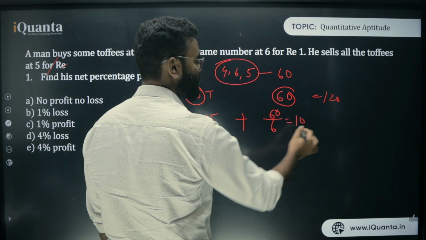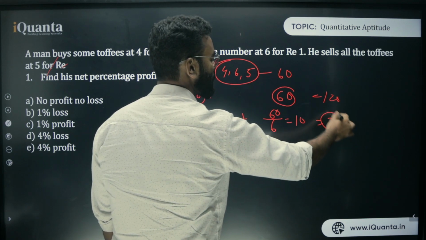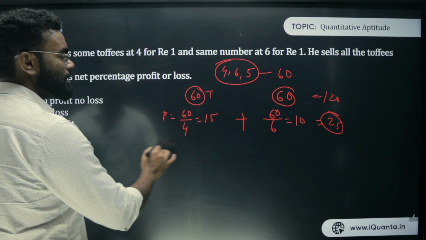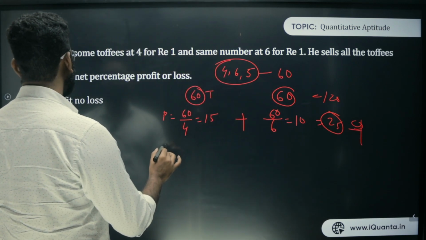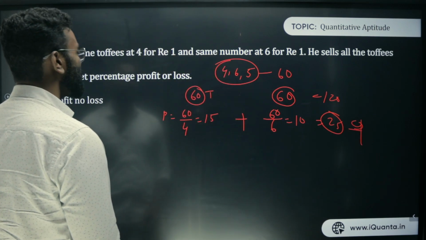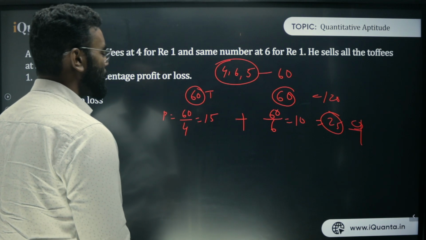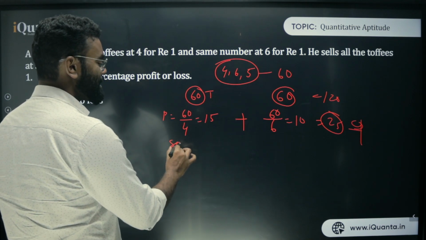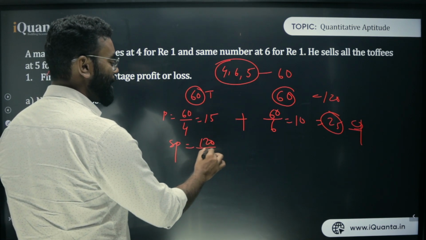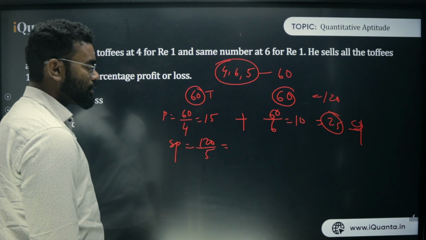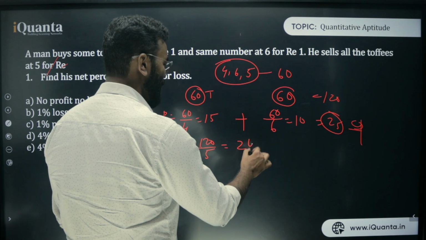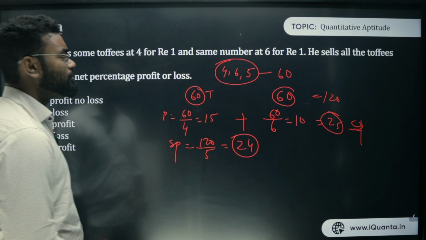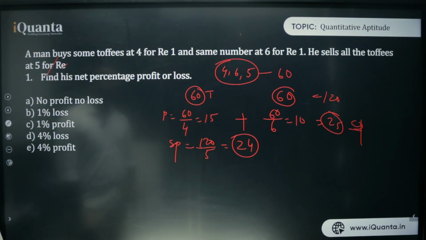So what is the total cost price? That is 25. The total CP is 25. Now he's selling 120 toffees at 5 for a rupee. So his selling price is 120 upon 5, which is 24.